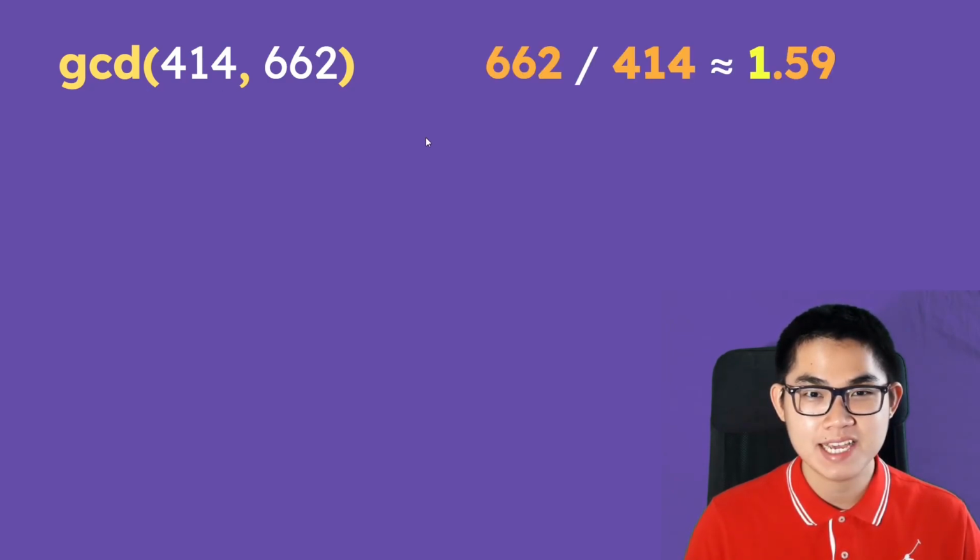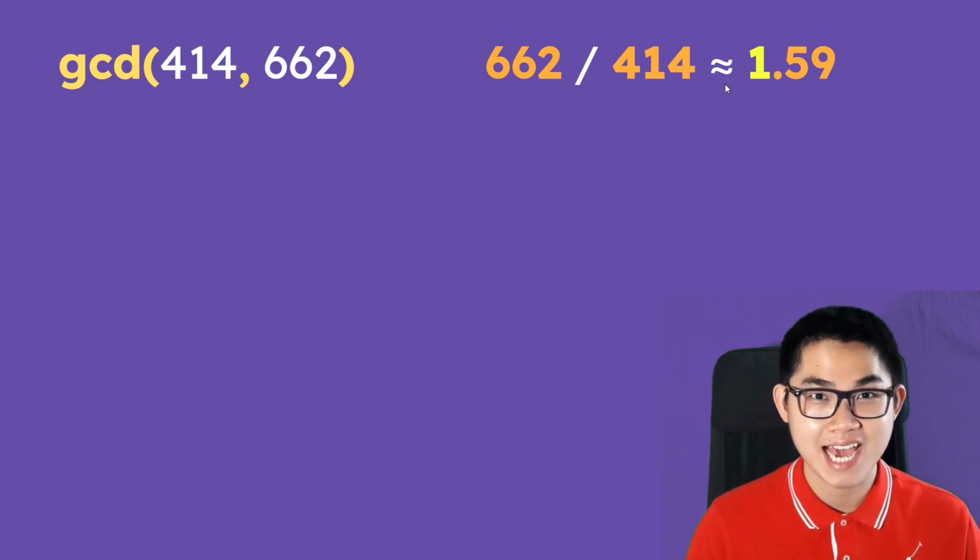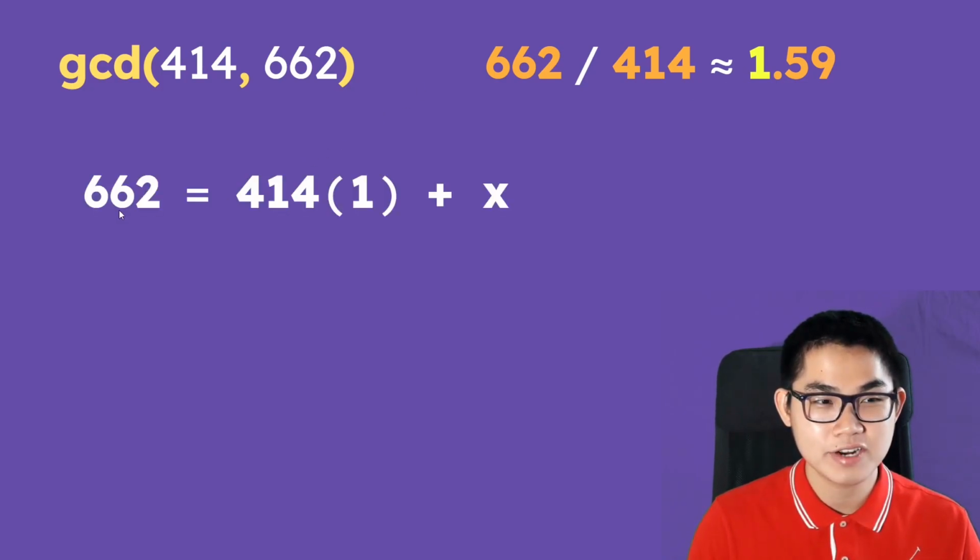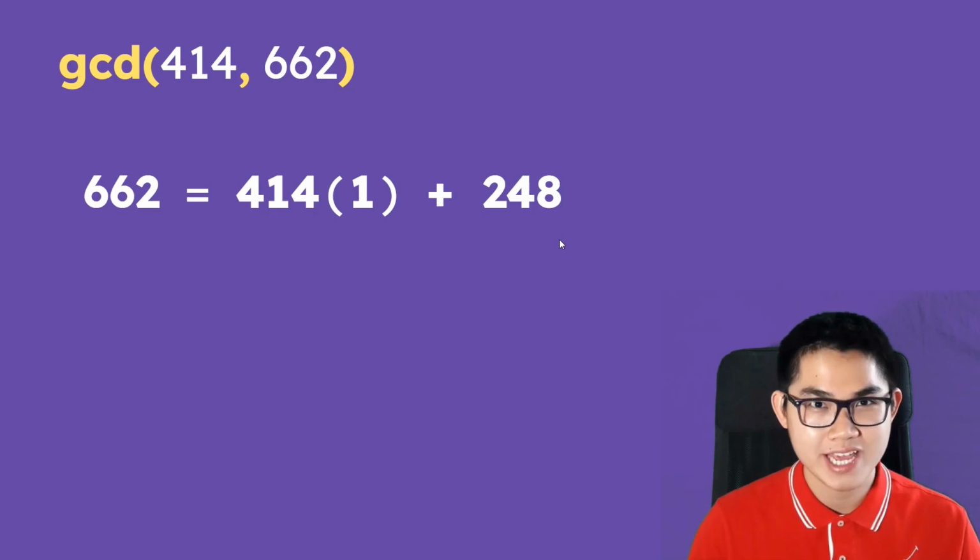The first step is to take the larger number, which is 662, and divide it by 414, which will give you approximately 1.59. This means that 662 is equal to 414 times 1, and this 1 comes from here. And because we are getting a decimal, this means that there has to be some remainder, so plus x. If you solve for x, you will get 248.